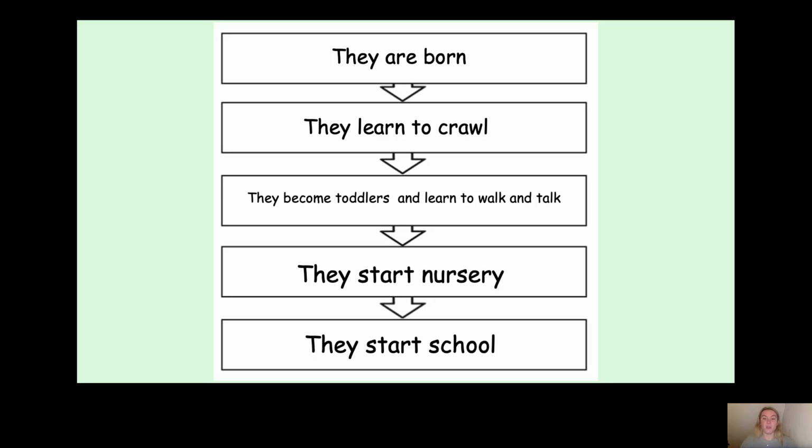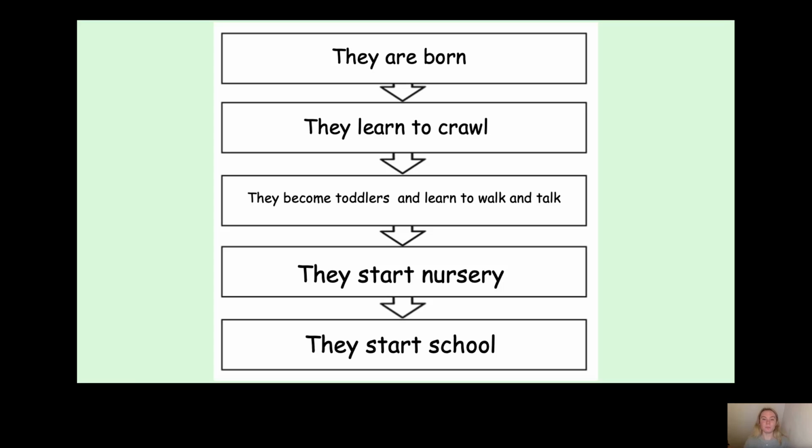So first, they are born, then they learn to crawl, then they become toddlers and learn to walk and talk. Now, learning to walk and talk has to be there, doesn't it? It couldn't be before learning to crawl because that is not the order in which it happens. You can't learn to walk before you learn to crawl. So it has to be in this order, the order that it happens in.